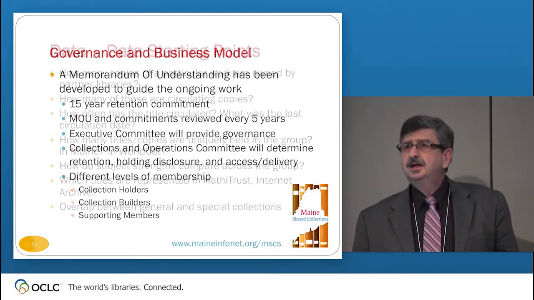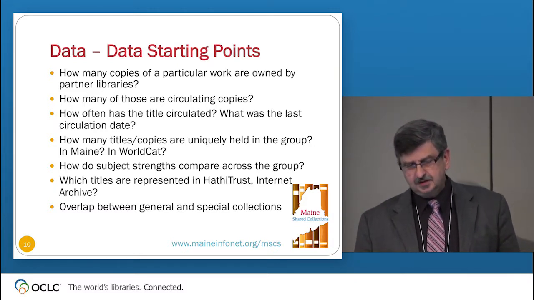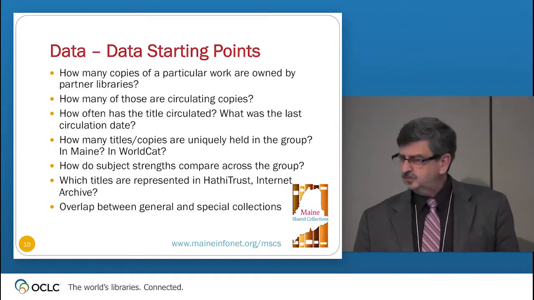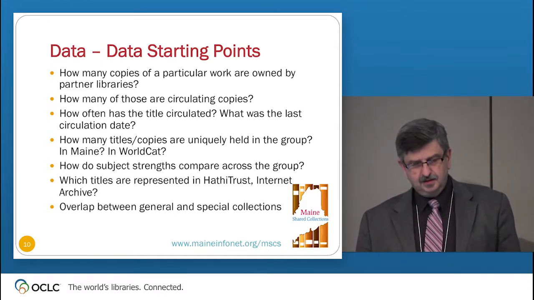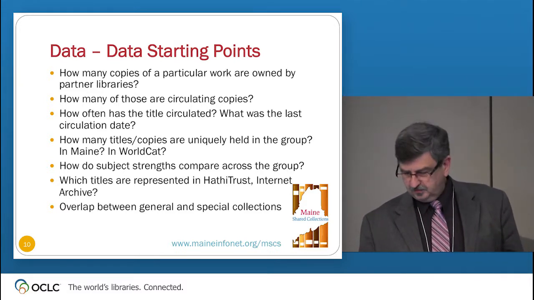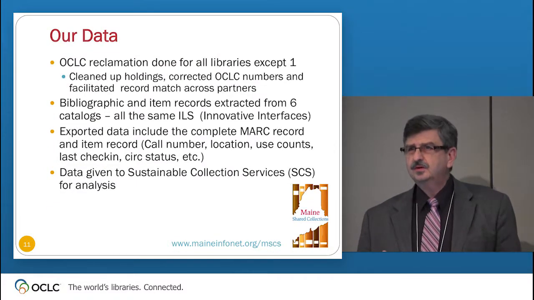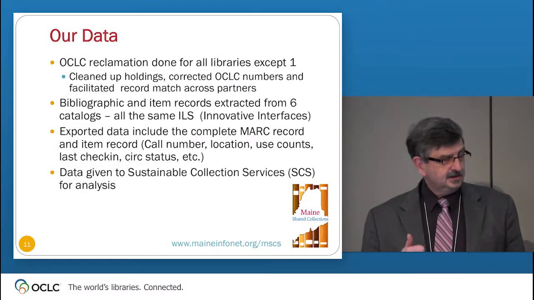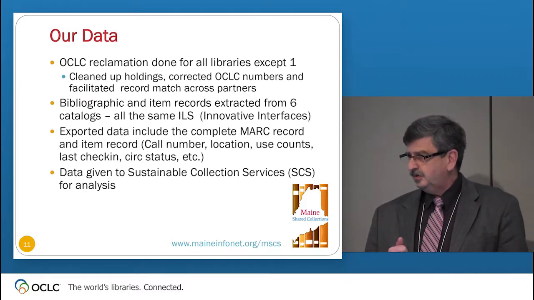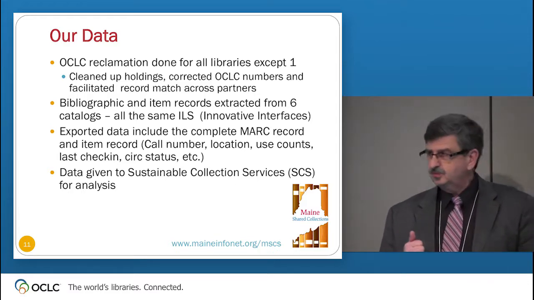Data sharing, starting points. We looked at all the things you would imagine: copies of a particular work, do they circulate, how many times do they circulate, what's the relationship with the overlap in Maine cat, subject strengths, HathiTrust. All those things were played into the model. An important thing for us is we did an OCLC reclamation right at the beginning of the process. That cleared up about 250,000 mistakes in the data and made the data really clean. That was really important.